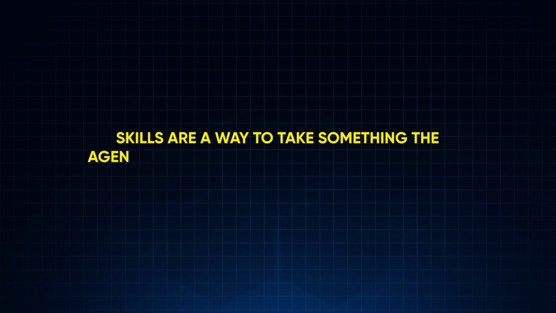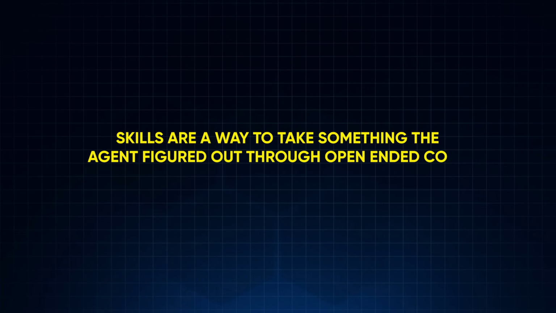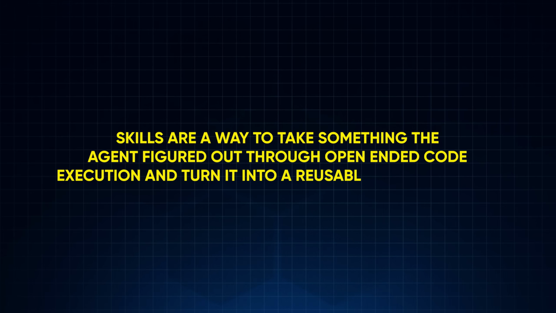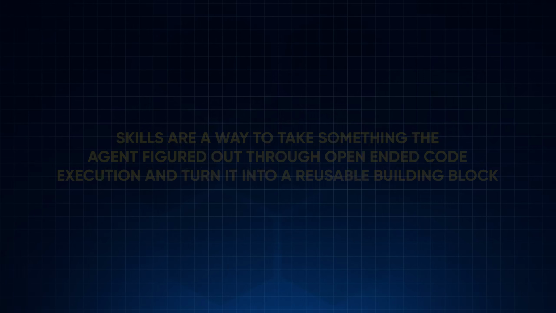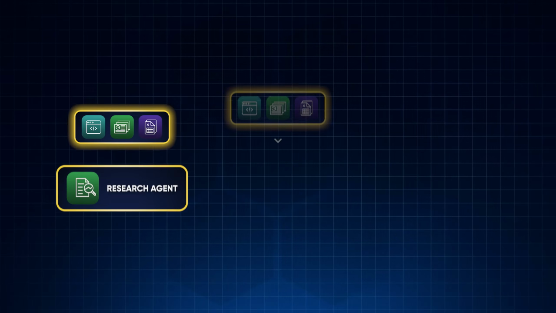So the mental model I want you to keep is this. Skills are a way to take something that the agent has figured out through open-ended code execution and turn it into a reusable building block. You can then drop that building block into any agent you build. And suddenly, this agent has the foundation in that domain that it needs to complete those tasks effectively. Alright, now that we have a clean definition and we know what skills are not, let's talk about how skills compare to tools and MCPs and where they actually fit in your stack.